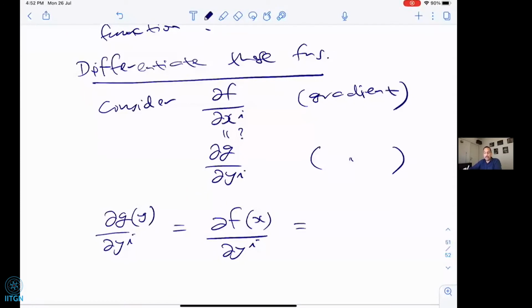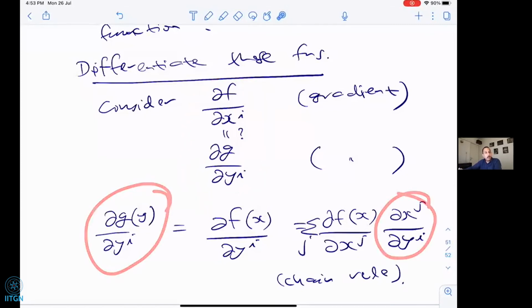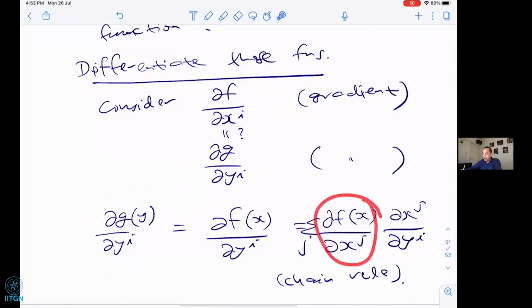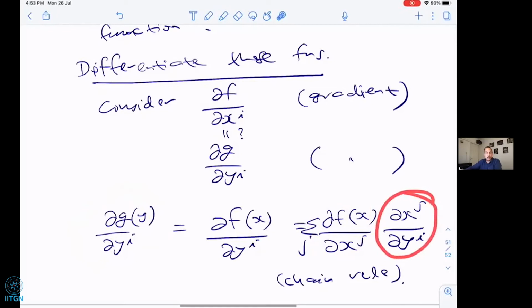Well, x itself is a function of y, so I can differentiate del f of x with respect to x_j, multiply it by del x_j with respect to del y_i, and sum over j, which I'm not going to write in the future. This is the chain rule. Now notice that I've answered this question. The question here was, are these two things equal? One of them is here, the other one is here, and the answer is no, they are not equal. They are related by this multiplicative factor, and so they're simply not equal.